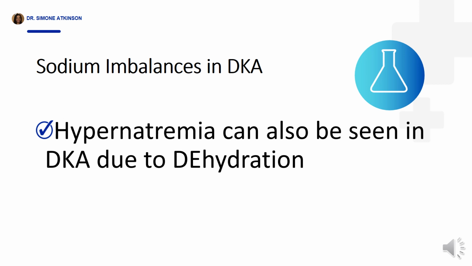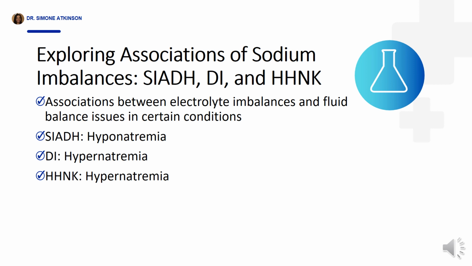So there are three other scenarios that alter our sodium balance. The first is syndrome of inappropriate antidiuretic hormone, or SIADH. So this is characterized by excessive release of antidiuretic hormone, which leads to an increased water retention by the kidneys, and this water retention therefore dilutes the sodium levels in the blood, resulting in hyponatremia. So the body's response to fluid overload is skewing the sodium balance.